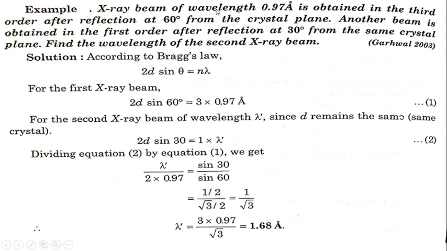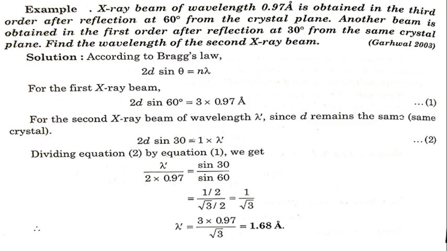X-ray beam of wavelength 0.97 angstrom is obtained in the third order after reflection at 60 degree from the crystal plane. Another beam is obtained in the first order after reflection at 30 degree from the same crystal plane. Find the wavelength of the second X-ray beam.